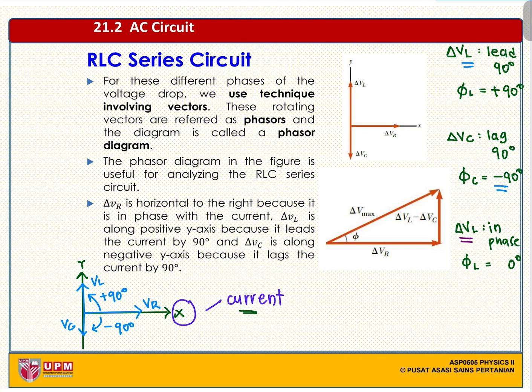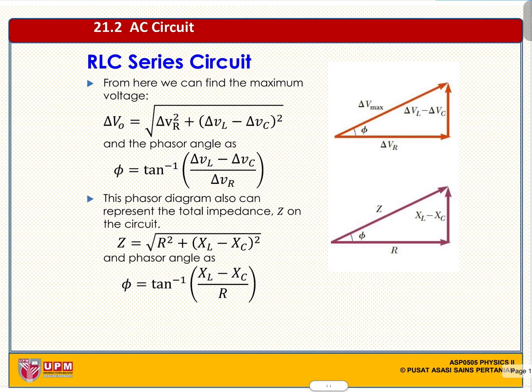You can draw it as a triangle where your X component is only voltage across resistor and your Y component is always VL minus VC. So from here kita boleh baca your resultant voltage using Pythagoras theorem. Okay, nak cari Pythagoras theorem macam biasalah. Awak akan dapat your Pythagoras theorem, your hypotenuse ni is always V max across the three circuit element. Dia sentiasa V max.